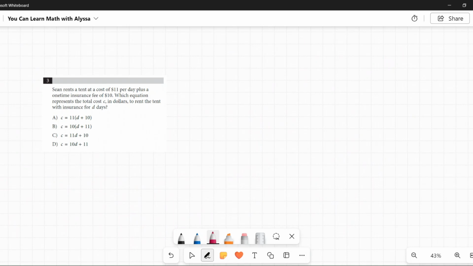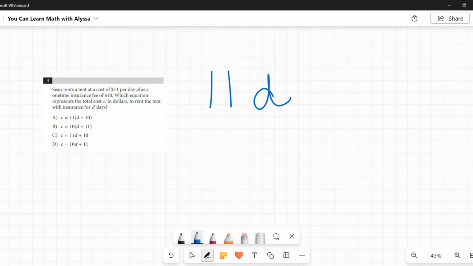Number 3. Sean rents a tent at a cost of $11 per day plus a one-time insurance fee of $10. Which equation represents the total cost, C, in dollars to rent the tent with insurance for D days? Okay, so think about this as saying $11 per day. So every single day, he's going to pay $11.